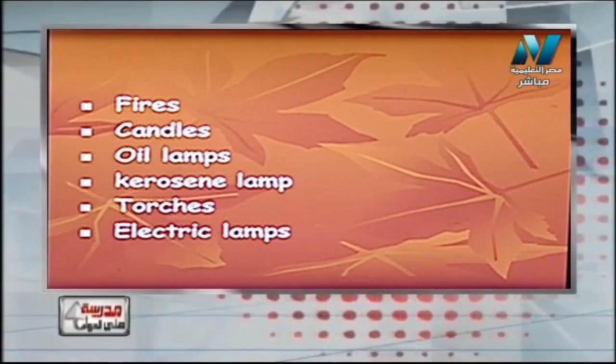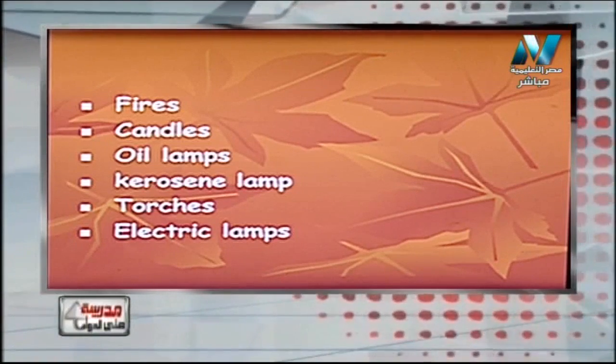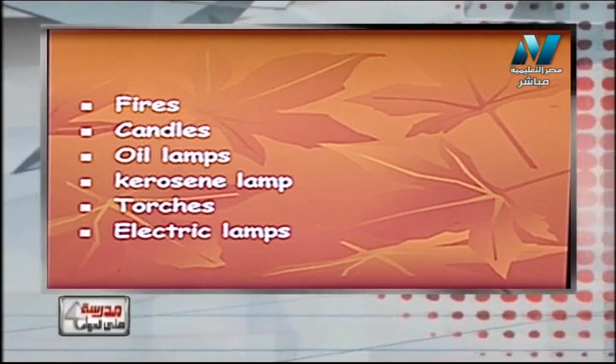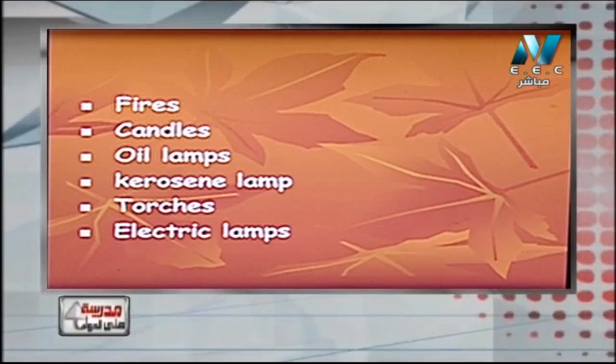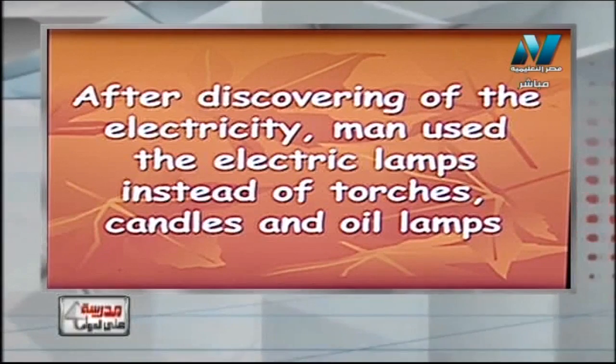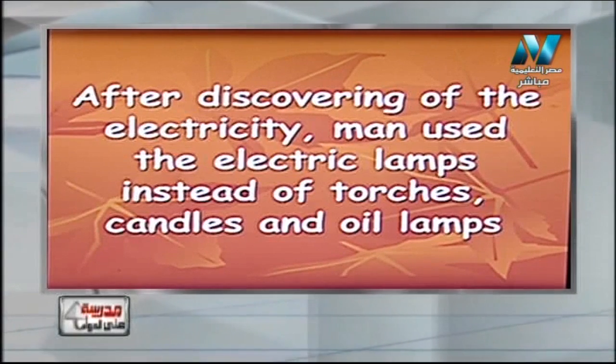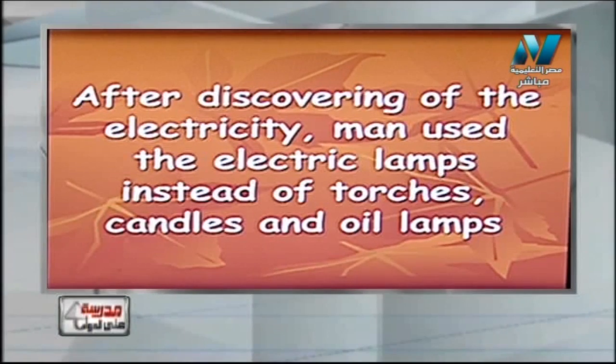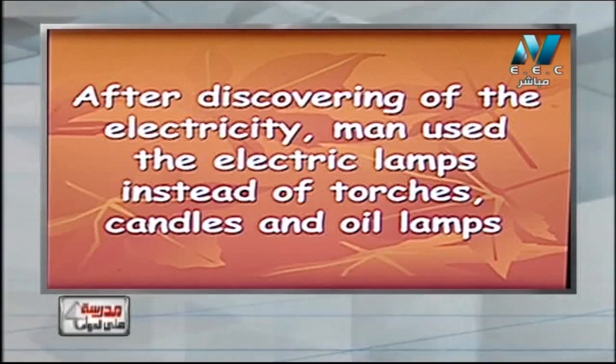and at last he managed to invent the electric lamp, by the great American scientist Thomas Alva Edison. So now, after the discovery of electricity, man used the electric lamp instead of torches, candles, and oil lamps. Why did he prefer the electric lamp?